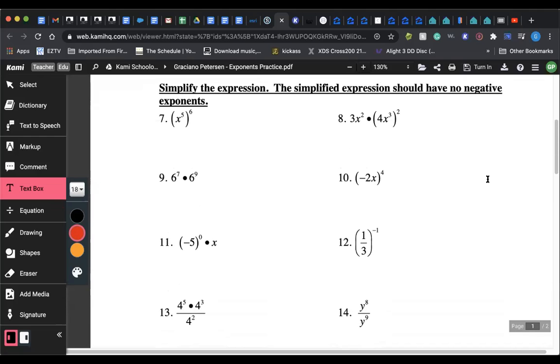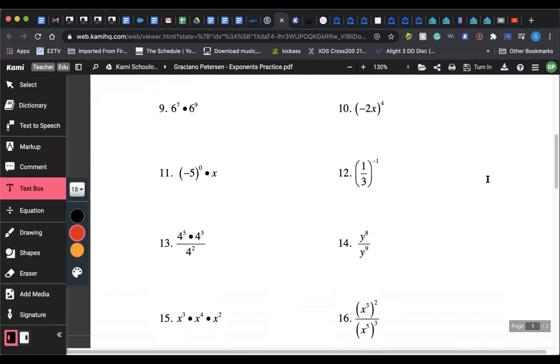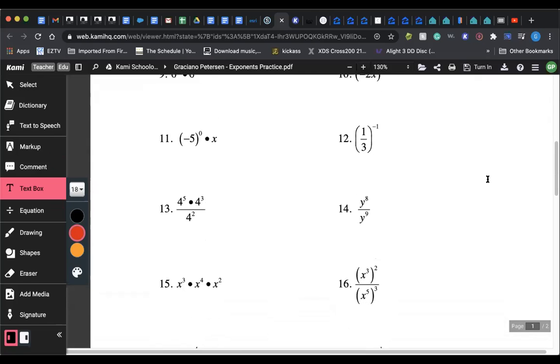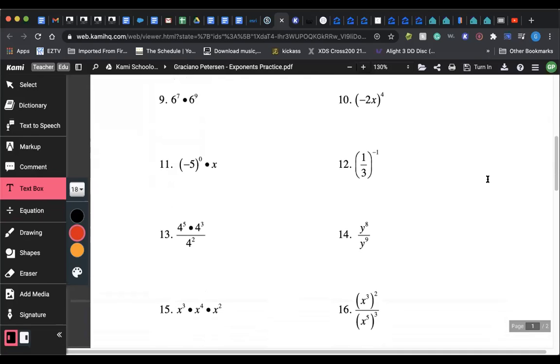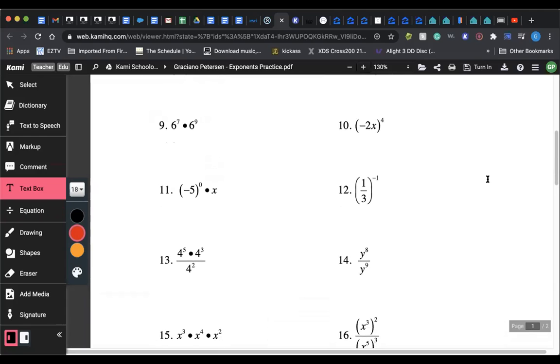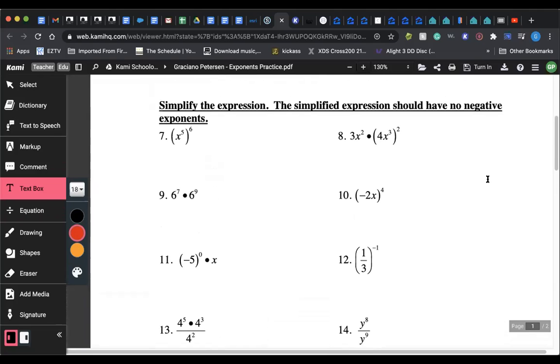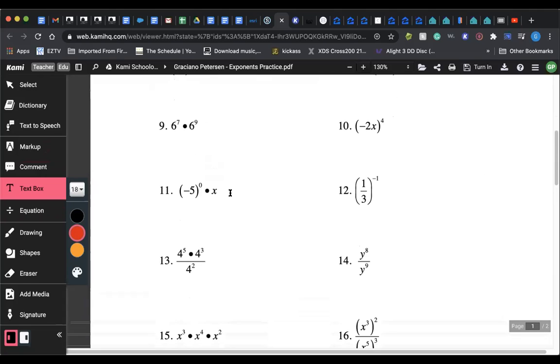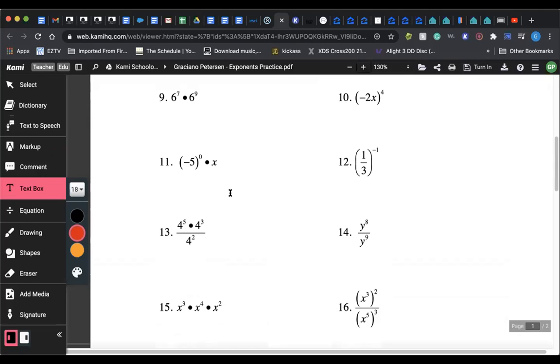All of these first ones are actually just a repeat from your notes. So I am not going to go over them because all of them are a repeat from your notes. We just did these. Number 7 through 16, we just did, so I don't need to go over them. We actually did 7 and 8 on Monday, but we did number 9 to number 16 just today.